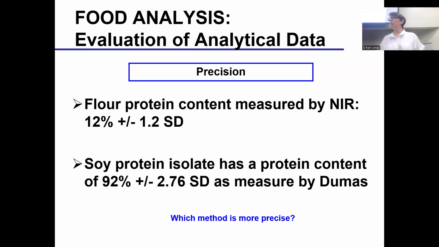Which method is more precise? You want to guess, William? NIR. That's a very legit guess. But let's calculate coefficient of variation for each one of them.